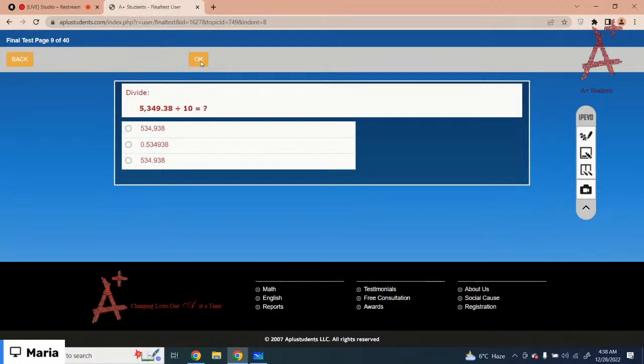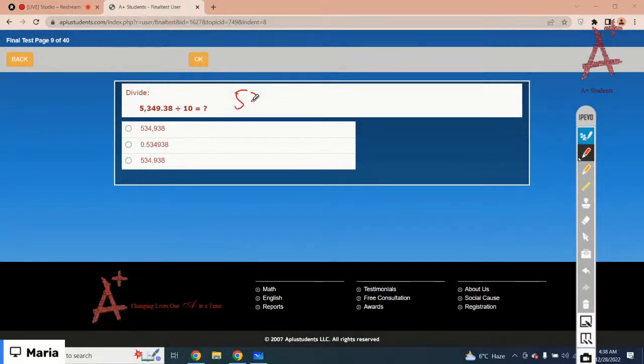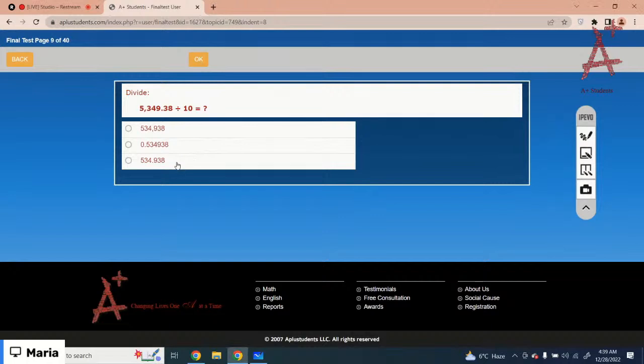Okay, the next one is you have to divide it by 10. So just move the decimal point. You have to move the decimal point one place left. Got it? Because you are dividing 5349.38, you move left, and it will be 534.938. The third option is the correct option. Just select the correct option, then click on the OK button.